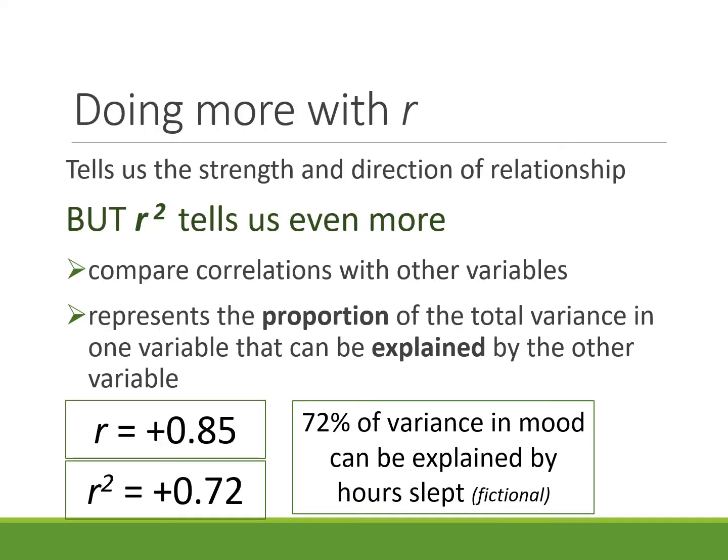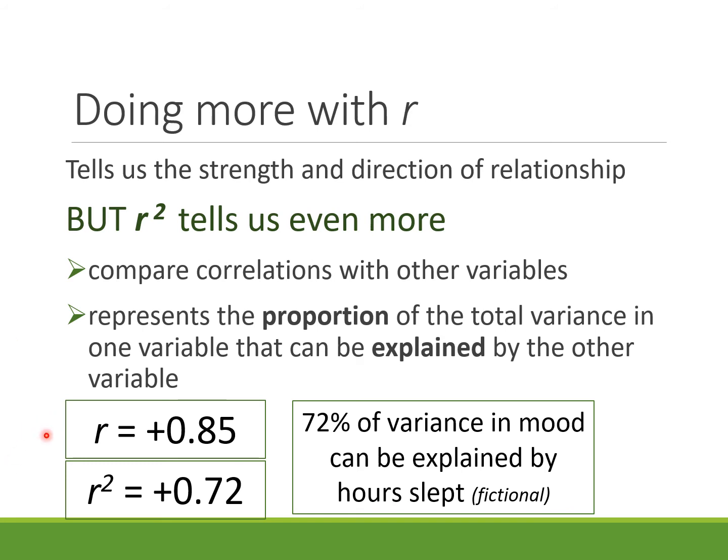So let's talk about what we can do with R. Now we have this number. It tells us the strength and the direction of the relationship, but when we square it, it tells us even more. And so that's one of the things that we'll often do is we will square the R, and we can compare correlations with other variables. We can show how much of the proportion of the total variance in one variable can be explained by the other variable.